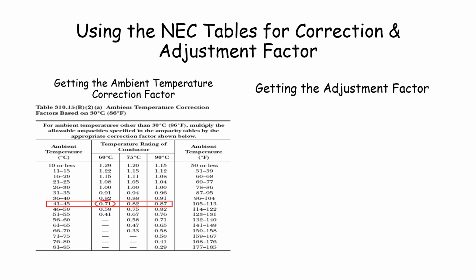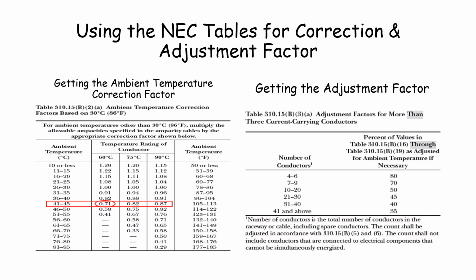And getting the adjustment factor, this is the table. This table gives the adjustment factors for more than 3 current carrying conductors. Our second assumption is only 3 current carrying conductors, so therefore we shall use the 100% factor here, because this table only derates if the conductors are 4 to 6 or more.